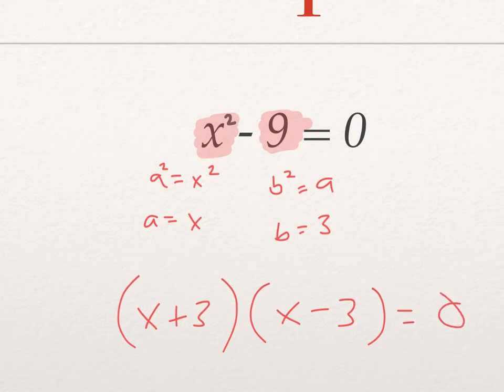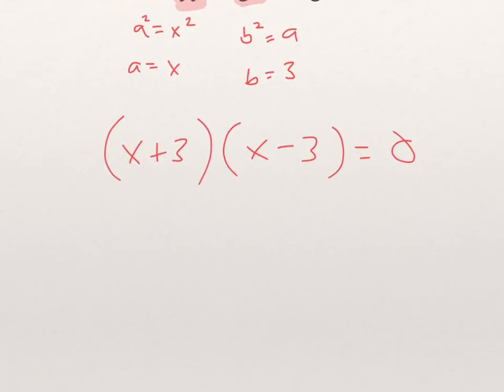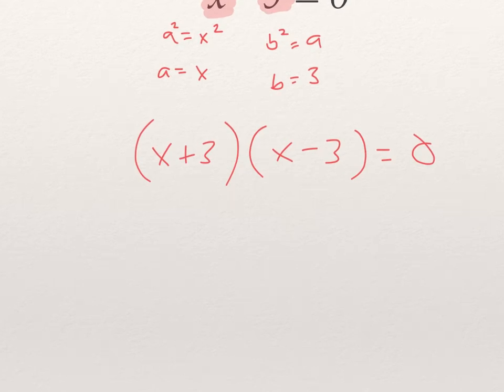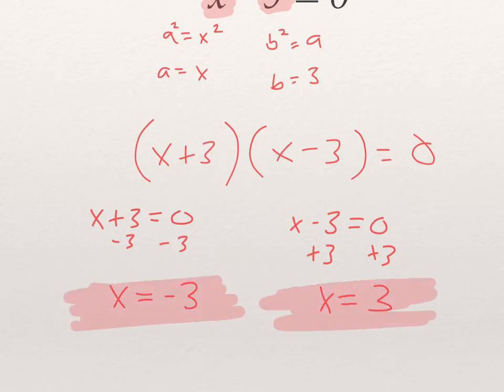So we factored it. Now what do we do? Split it. So we have x plus 3 is equal to 0 and x minus 3 is equal to 0. How do we solve our x plus 3 is equal to 0 equation? Subtract 3. So what do you get for x? Negative 3. And then what do we do in the second equation? Add 3. x is equal to 3. So we got our two answers. Any questions?